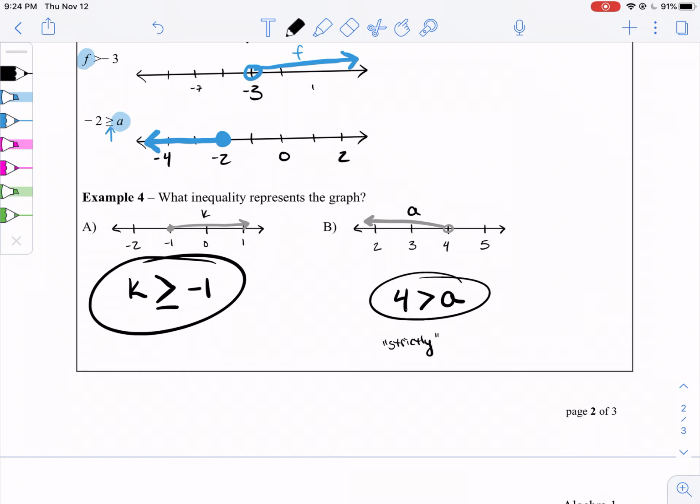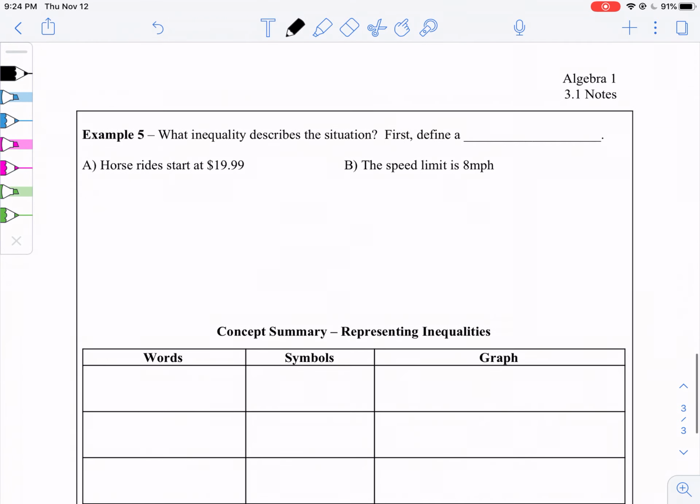Oh, final answer. Circled. Nailed it. Okay. Now that's great, Miss Van Dyke, but when are we going to use this in real life? Well, I'll tell you right now.